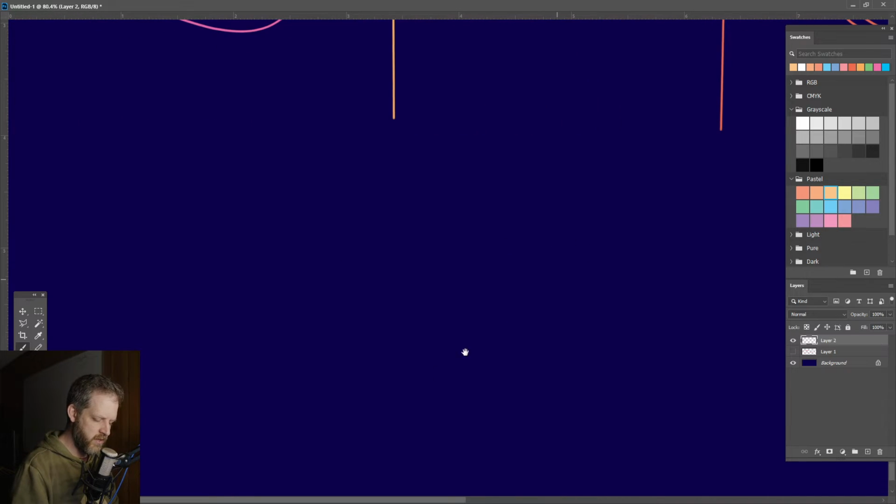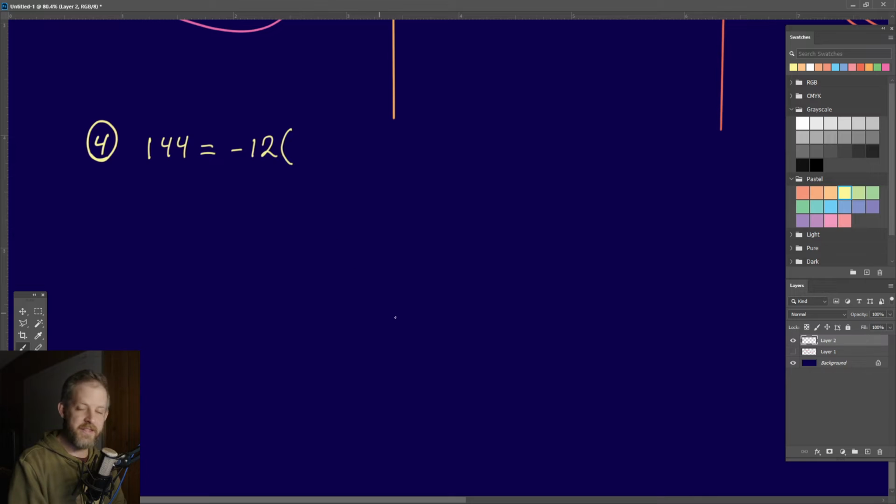All right. What example is this? This is example 4. Example number 4. Oh, that's crazy big. Let me shrink my brush down another size or 2. So example number 4 is going to be 144 equals negative 12 times, but now watch out, we're going to do times with the parentheses like that. Negative 12 times x plus 5, right?